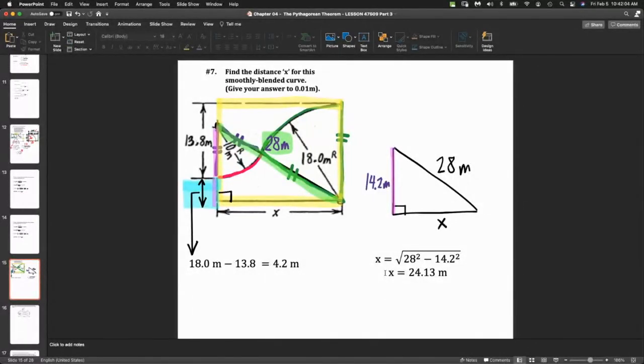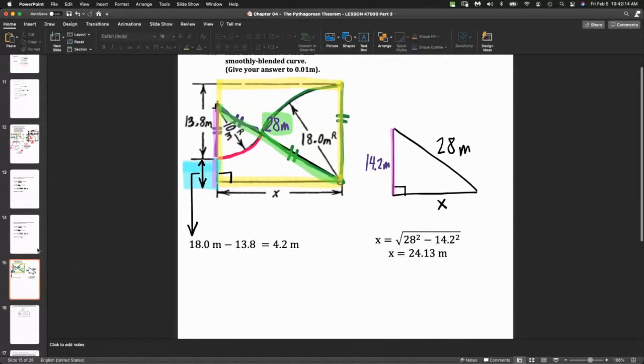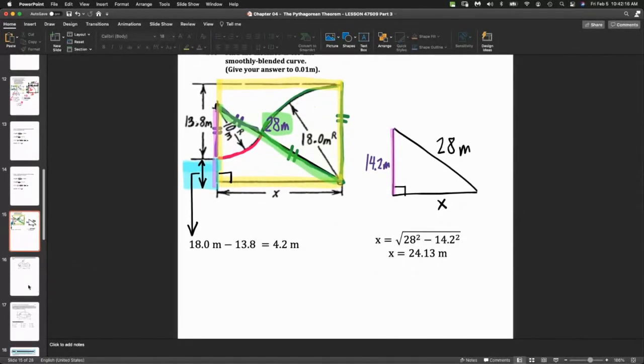So if you can do the questions up to 7, you are ready for this test, okay? You are ready for this test if you can do everything I've shown you up to here. This one here, up to 7, yeah.